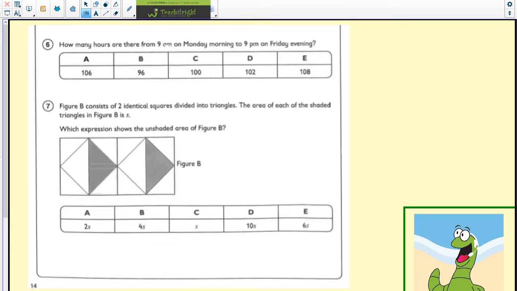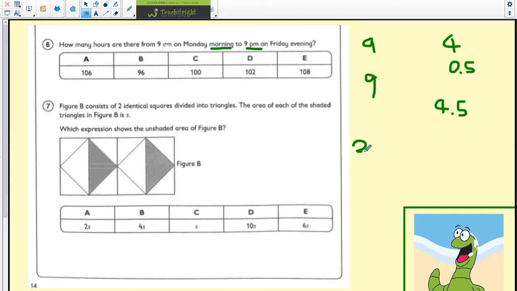Right, question 6. How many hours are there from 9 a.m. on a Monday morning to 9 p.m. on a Friday evening? Oh my goodness. Well, the total amount of time is going to be 4 days to go from Monday to Friday, and half a day to go from the same time in the morning to the same time in the evening. So a total of 4.5 days.